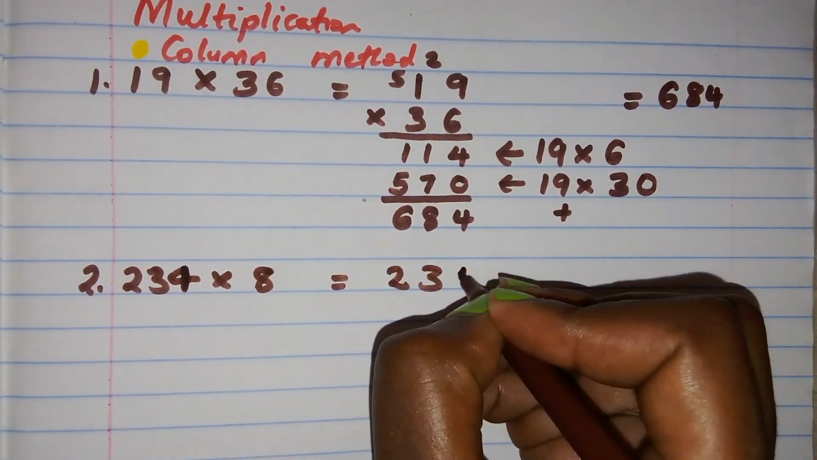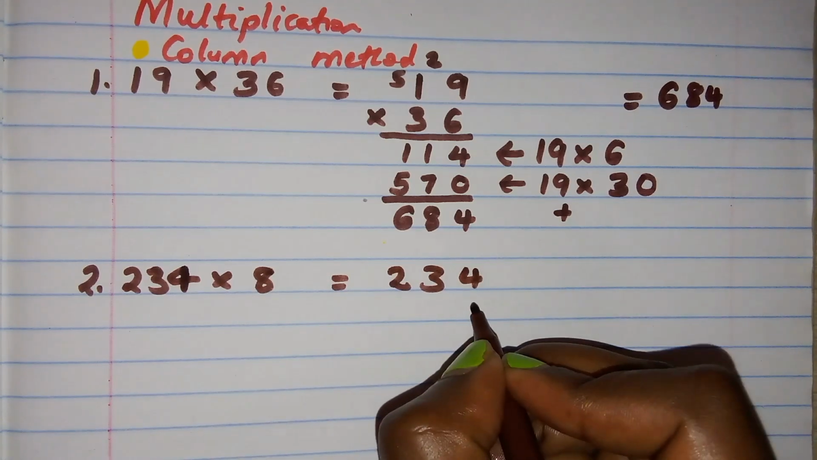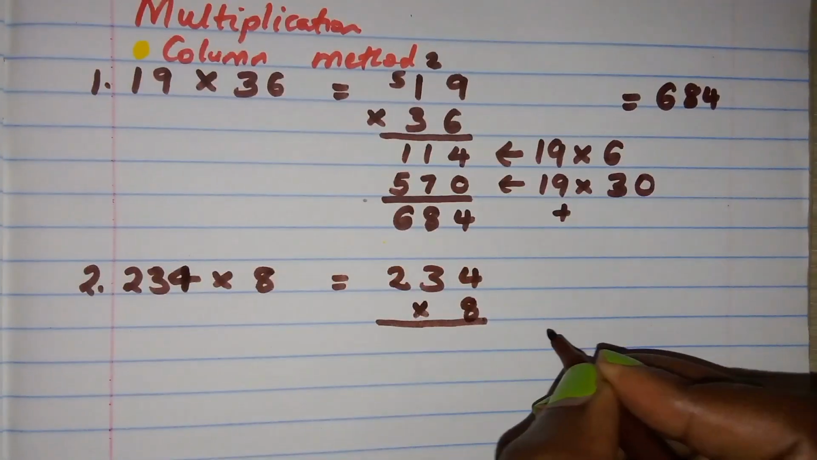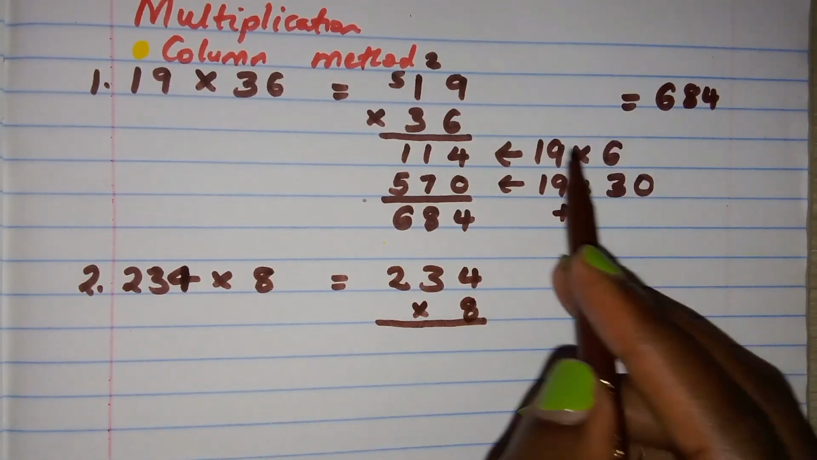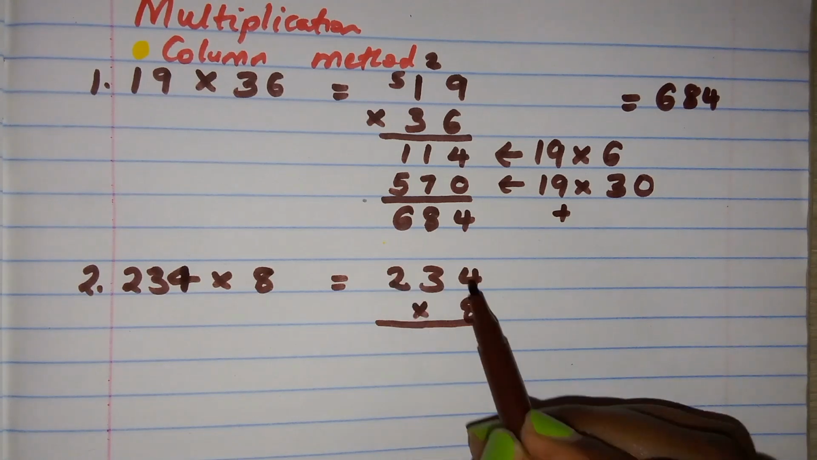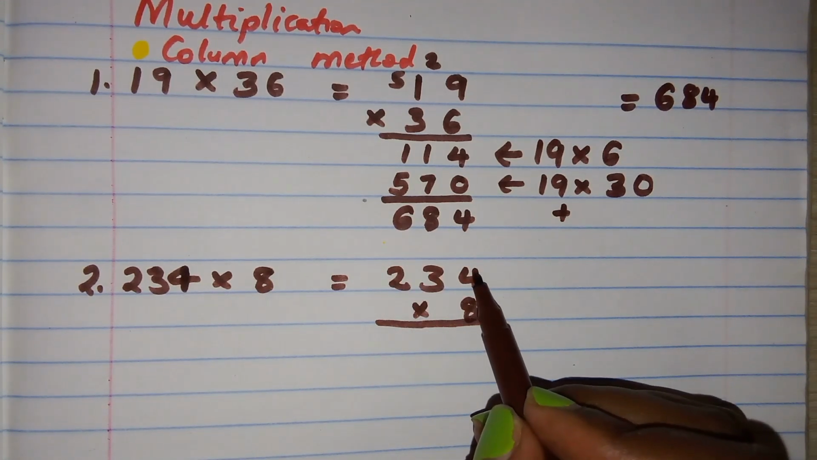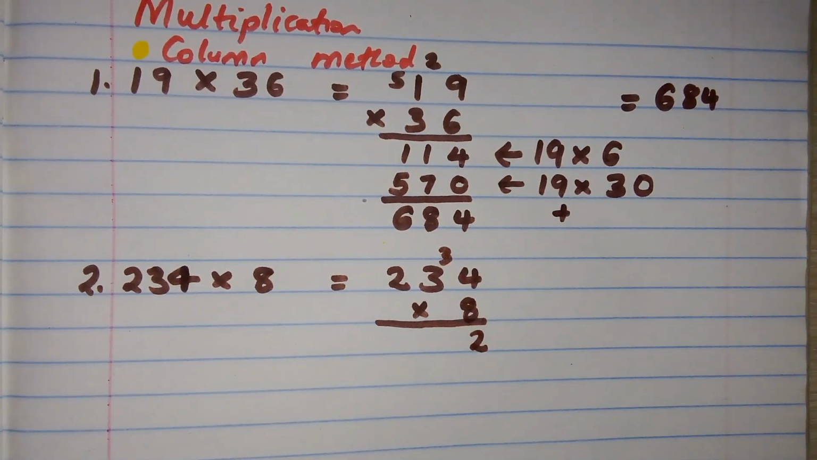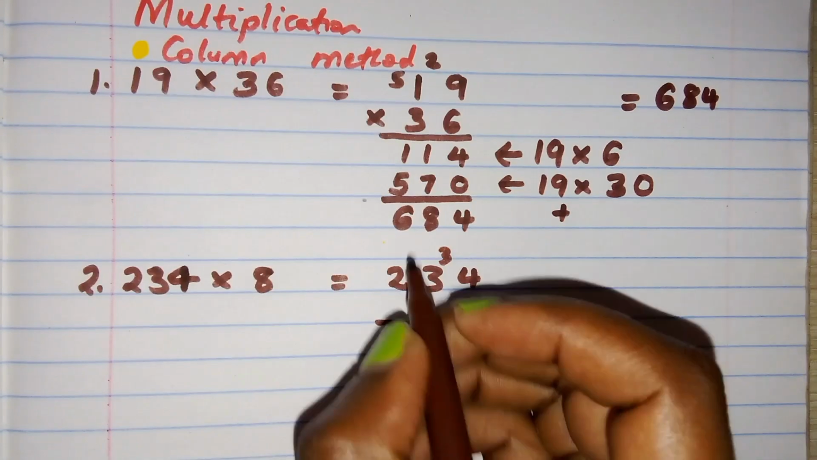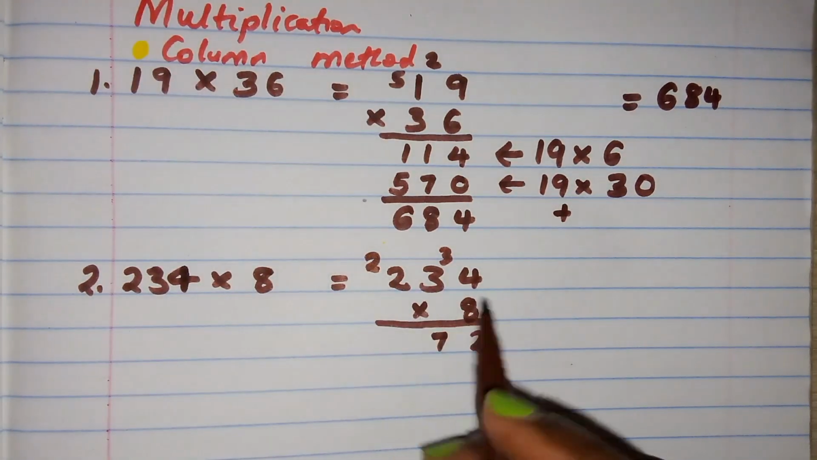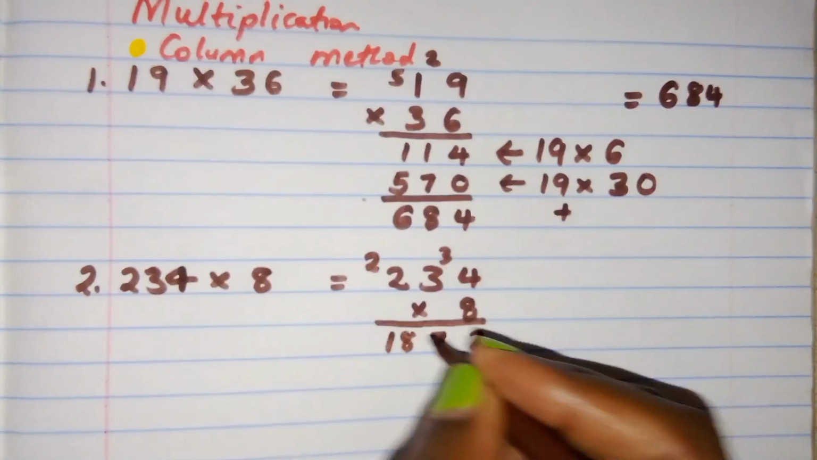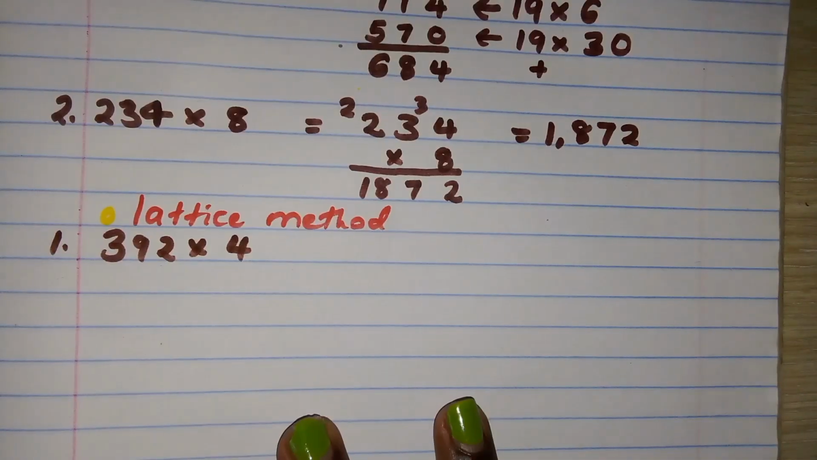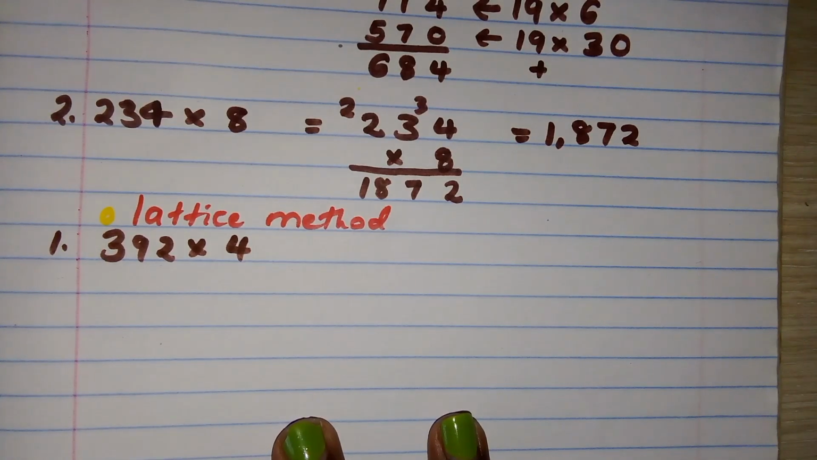Number 2, we can try a 3 digit by 1 digit. So 234 times 8. 4 and 8 are in the ones place value, so we write it like that. So here we only have one step like this. All the numbers on top, multiply by 8. 4 times 8 is 32, 2 carry 3. 3 times 8 is 24, plus 3, 27. 2 times 8 is 16, plus 2, 18. So the answer will be 1872.